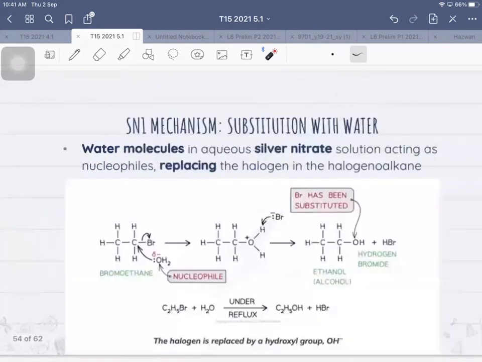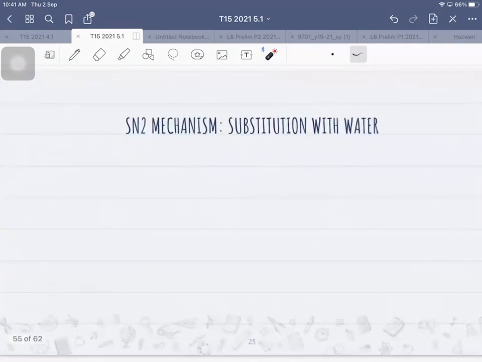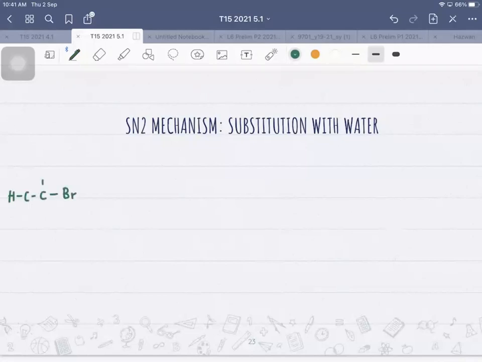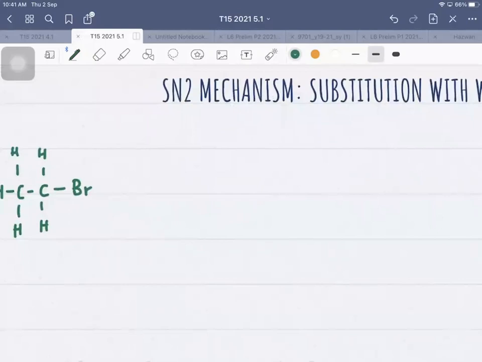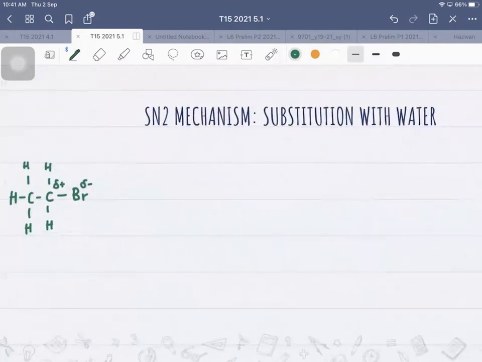Okay, next is the SN2 mechanism. SN2 mechanism is usually for primary halogenoalkanes. So I'm just going to use a simple bromoethane, right? And don't forget, make it a habit when you draw the molecule, always draw the dipole straight away, okay?